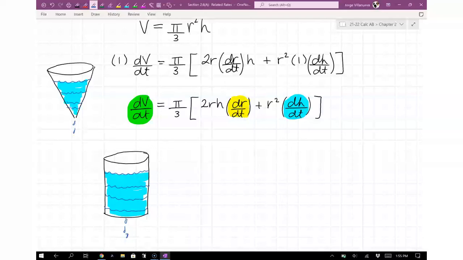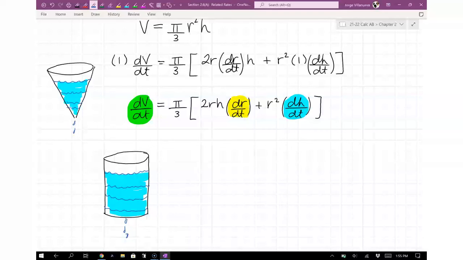But we're going to have to think about what else is changing besides just height, radius, volume, stuff like that. So that's what these problems are kind of going to look like.